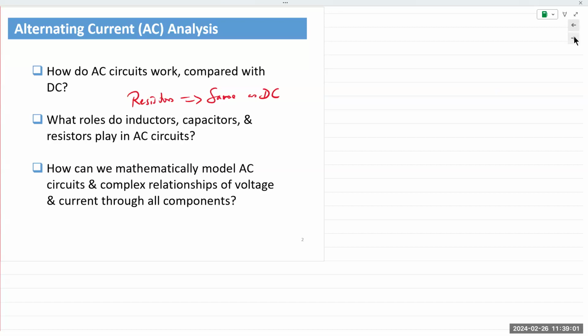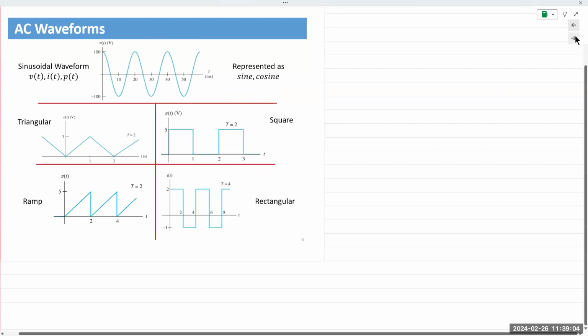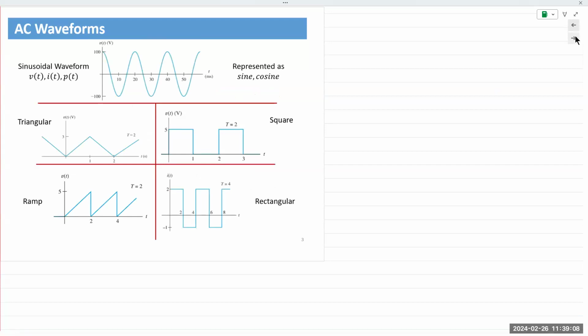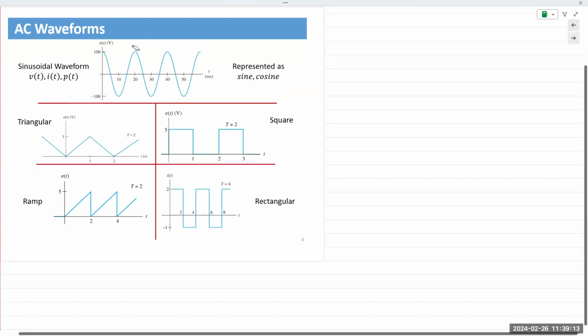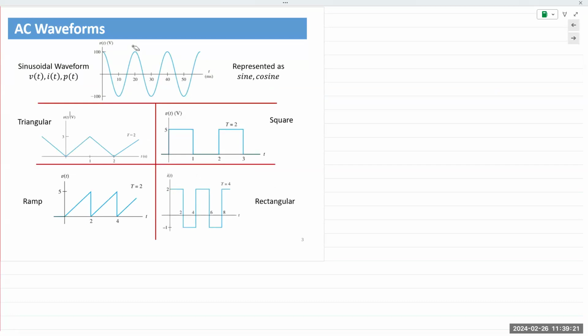All right, AC waveforms, just showing a representation of a sinusoidal waveform and some of the other common ones that we see in electrical engineering. If you think back to the first day of class, I talked about DC versus AC, right? DC stands for direct current, AC stands for alternating current. The word alternating comes from the fact that the value of that waveform, whether it's voltage or current, alternates between a positive and a negative number.